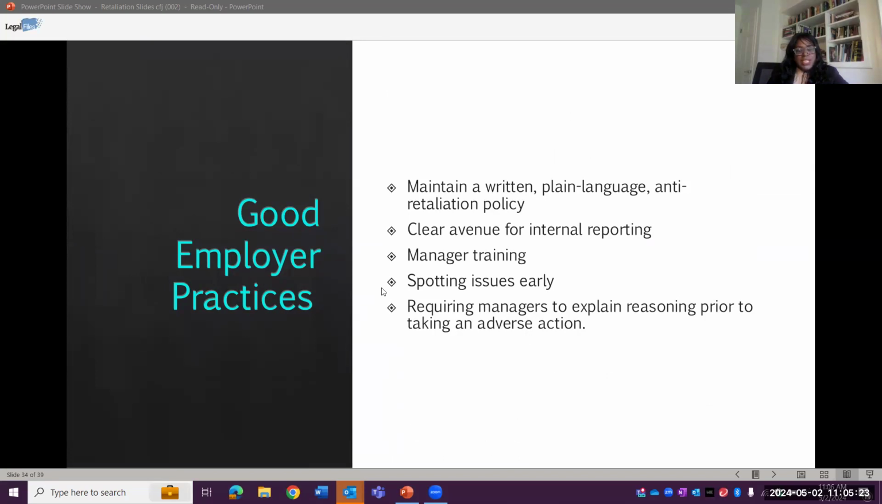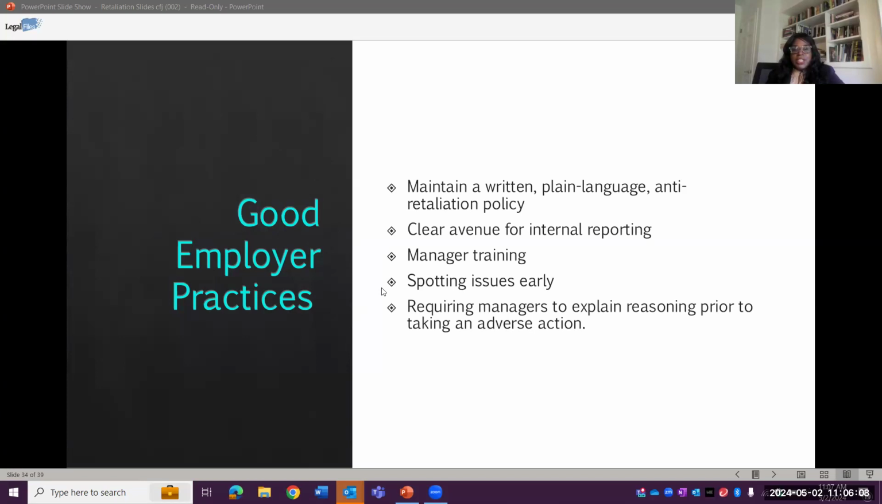So nothing will be etched in stone, of course, nothing will be the savior as to how you can prevent retaliation cases, but some very straightforward pointers include: maintain a written plain language anti-retaliation policy. I know that a lot of employers have sexual harassment type of complaints and similar ones, but make sure that retaliation is specifically included, even though the law may not necessarily require that, as it does for other things. And then make sure there's a clear internal reporting process in that policy, ideally.